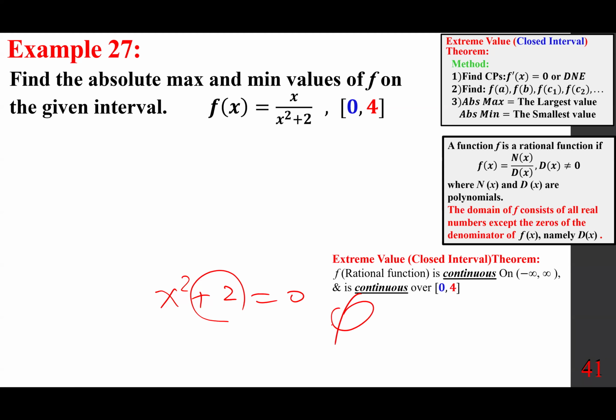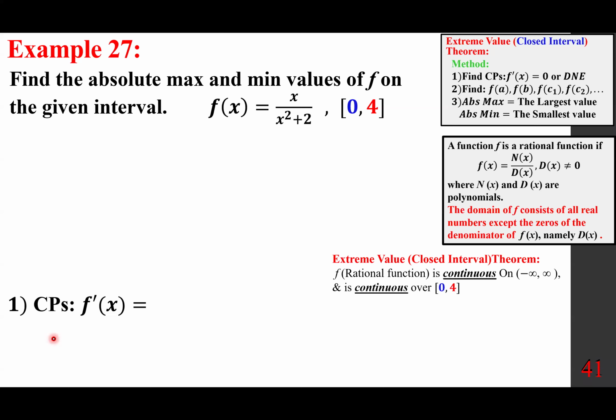So f is a rational function and it's continuous on the interval of negative to positive infinity. We explained why. And it's continuous, therefore, over the given interval of 0 to 4. So we are going to go with f prime.